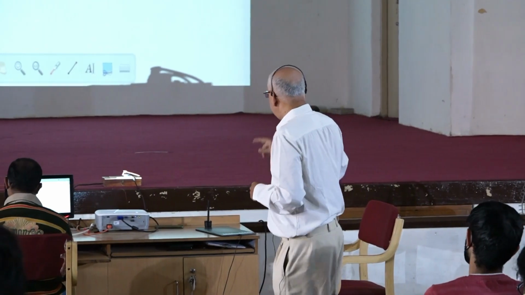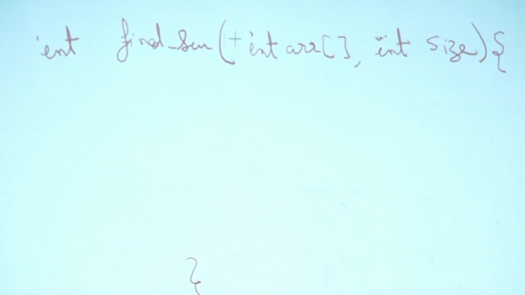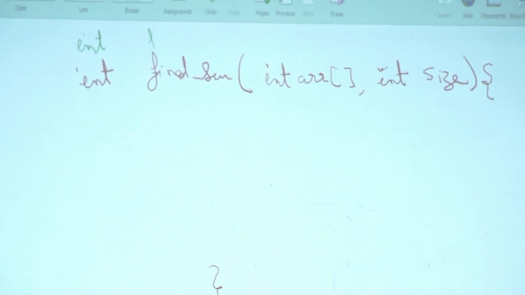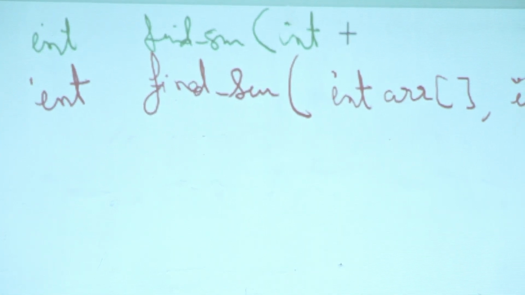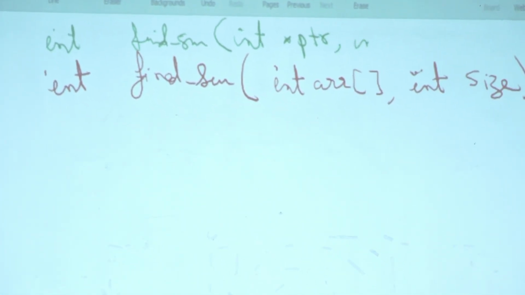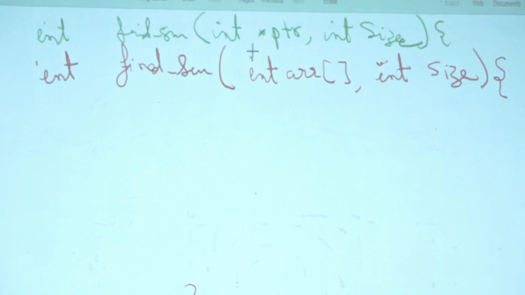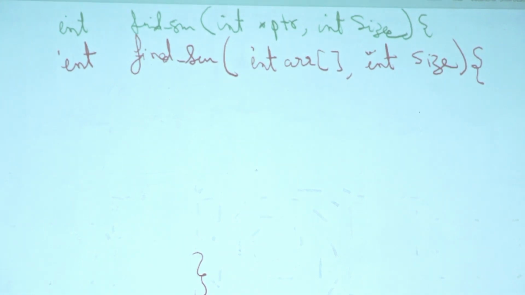Fair enough? Now, an equivalent, I'm not writing the body of the function yet, an equivalent declaration, let me write it at the top of that. An equivalent thing of this could have been int find sum. I could have said int star PTR also. This line and the line above it are sort of equivalent. All of you agree? Because we established in an earlier session that the name of an array is nothing but the pointer to the first element. So, if you see my two equivalent declarations, they are identical.